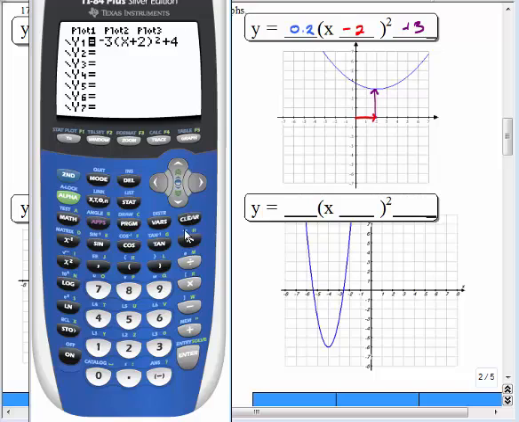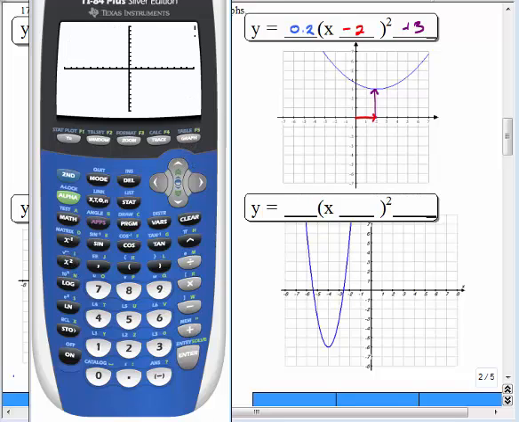So if I go y equals and clear that off and type in 0.2 times x minus 2 squared plus 3, and see if that graph looks close. And it does. It looks very close.